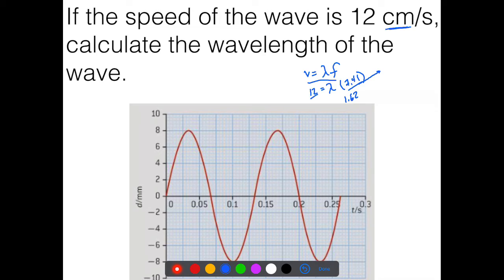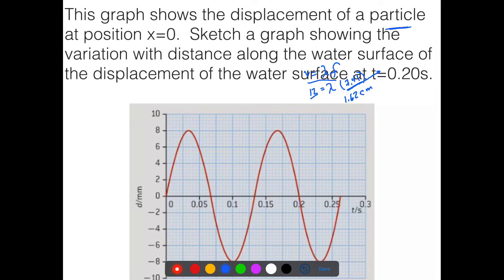And because this was in centimeters per second and this was in per second, when I divide those, I'm left with centimeters. So 1.62 centimeters is the wavelength. All right. Next, I'm going to get a little bit harder here.